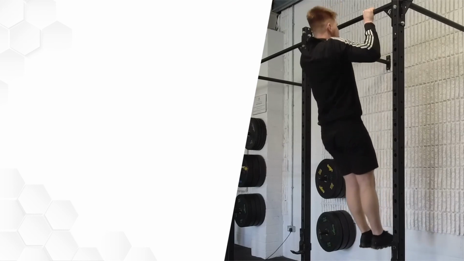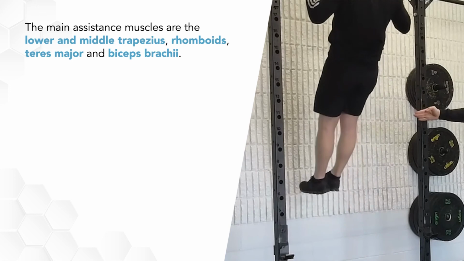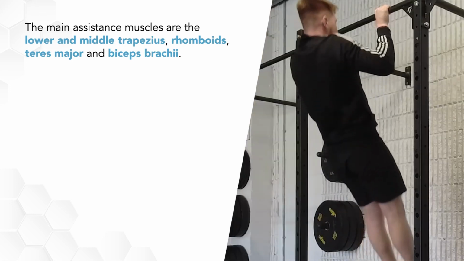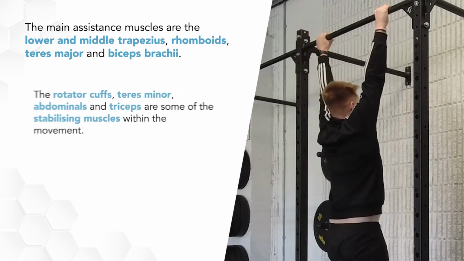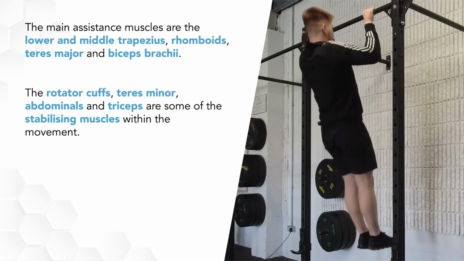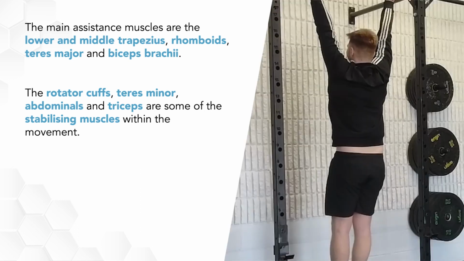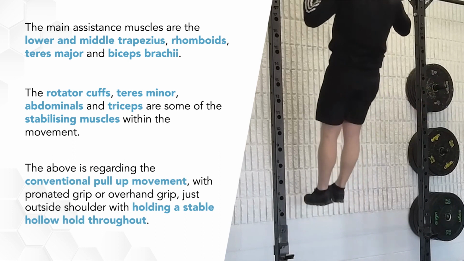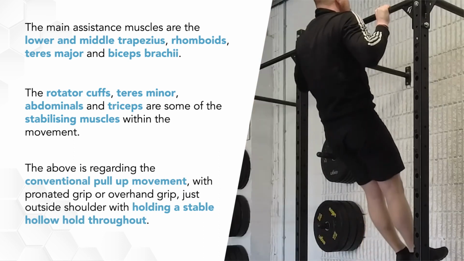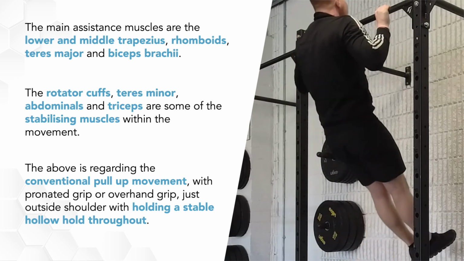Although most of the back muscles are in action during the pull-up, the main assistance muscles are the lower and middle trapezius, rhomboids, teres major, and biceps brachii. The rotator cuffs, teres minor, abdominals, and triceps are some of the stabilizing muscles within the movement. The above is regarded the conventional pull-up movement, with pronated grip or overhand grip, just outside the shoulder with holding a stable hollow hold throughout.